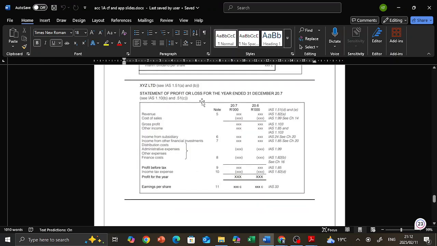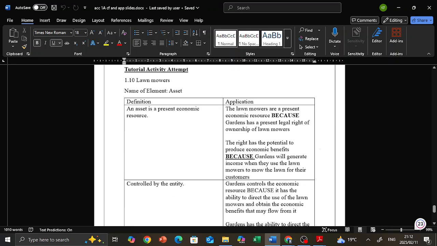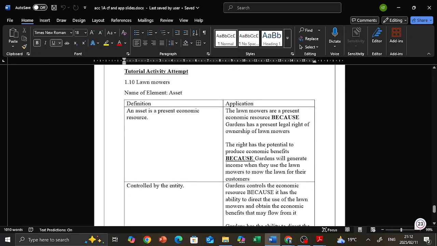And lastly, once again, name of entity, statement of profit or loss for the year ended. These are your line items. You will not be doing earnings per share. Relax. We will get into those specific examples in the specific lesson they belong to. Now, cool. Then we come to our agenda.